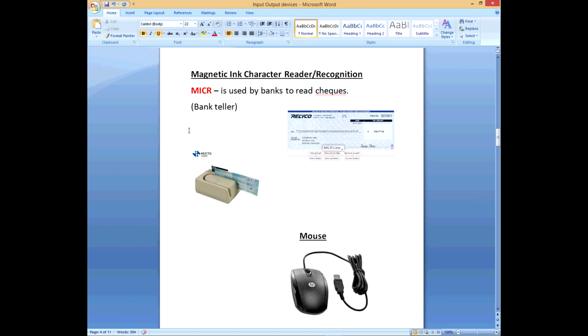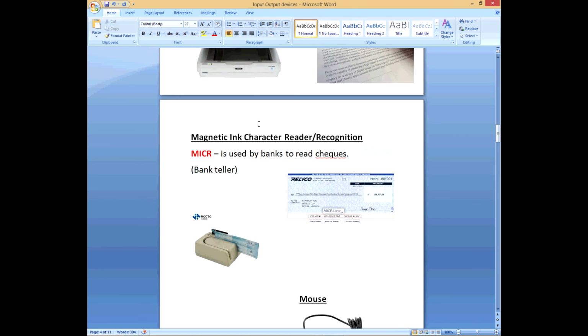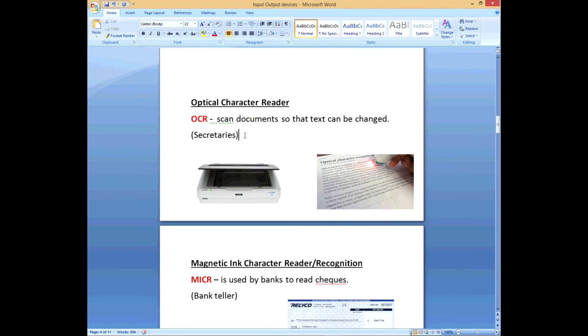Alright. Let's move on. So, the magnetic ink character reader is another input device. What is it used for? It is used by banks to do what? Read checks. And who would use it? The bank teller. The same way how the secretary would use the OCR.